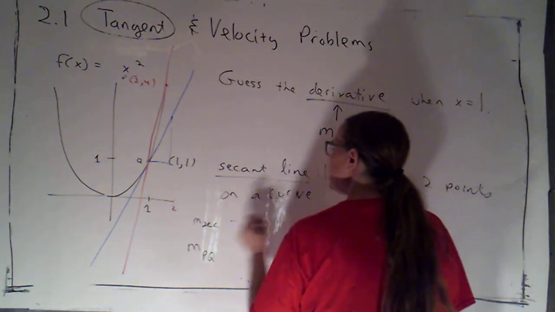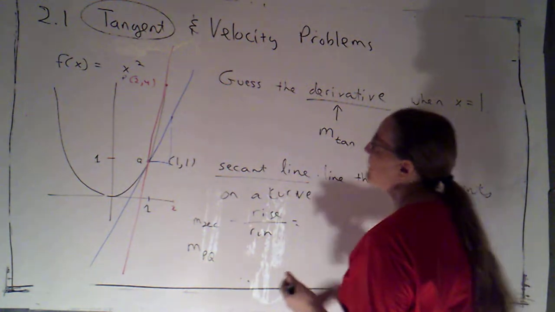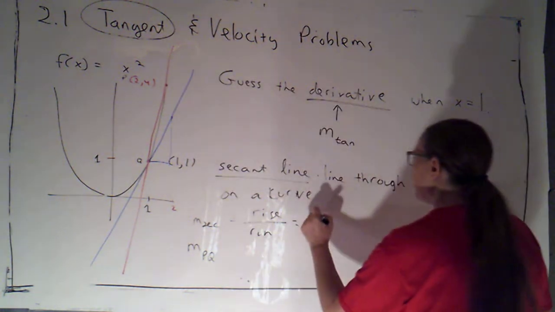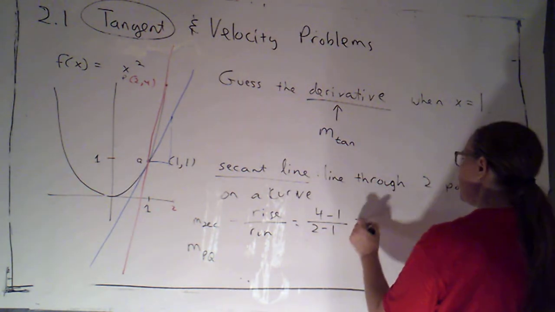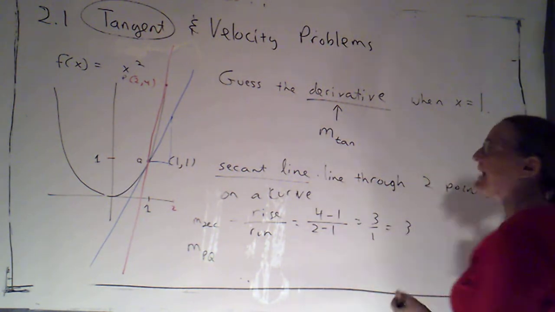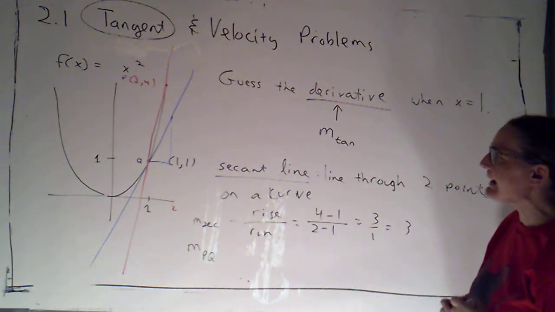The slope of the secant line is just rise over run. That would be the difference in y values, so 4 minus 1, over the difference in x values, 2 minus 1, that's 3 over 1, and that's 3. Okay, so how does that help me?